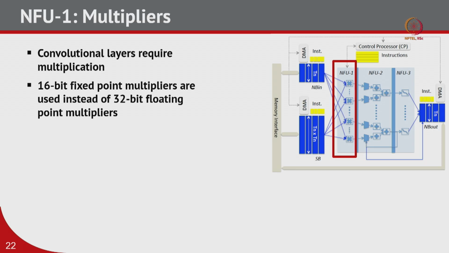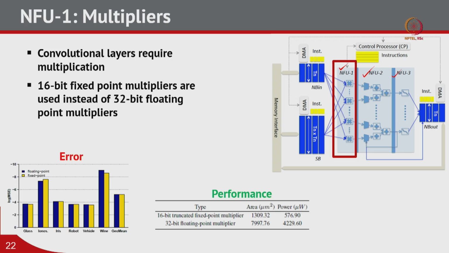Now, we have NFU, as you can see there are 3 NFUs, neural functional unit 1, 2 and 3. The NFU 1 consists of multipliers. As we have already seen and discussed many times, the convolutional layer requires multiplication, right. In this particular work they have implemented 16-bit fixed point multiplication rather than using 32-bit floating point multipliers, right. Let us see what is the advantage.